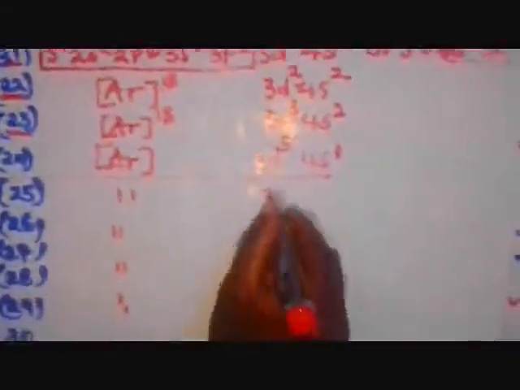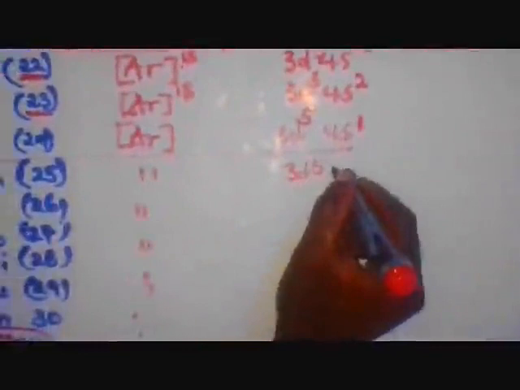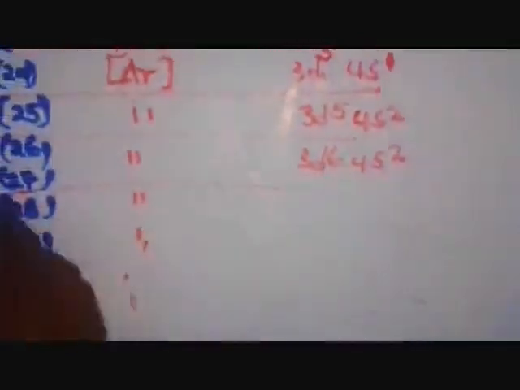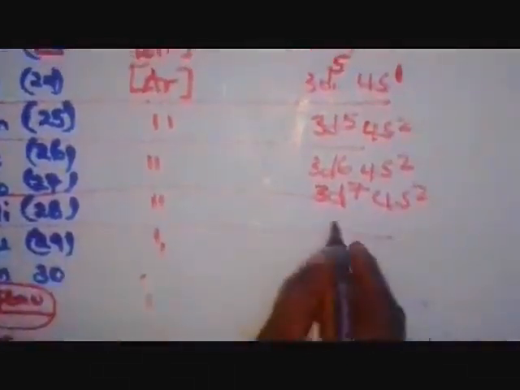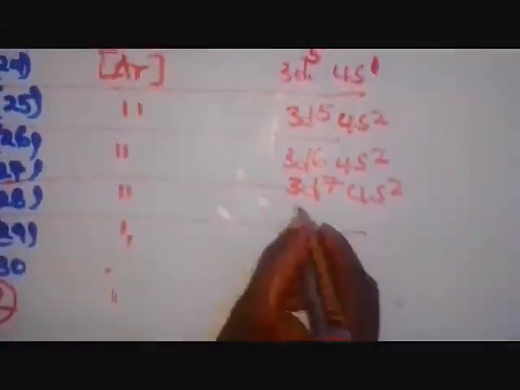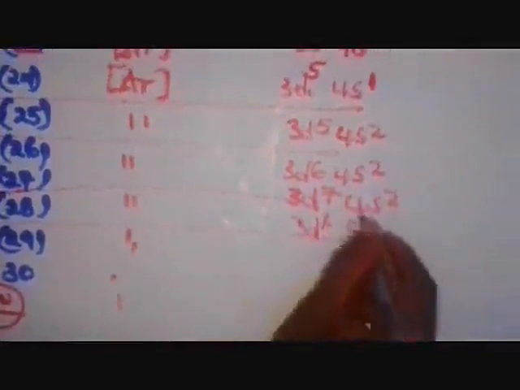What is going to change now, for manganese, for example, we shall have 3D5, then 4S2. Then for iron we shall have 3D6, then 4S2. Then look at cobalt, you have 3D7, then 4S2. Then for nickel you can also write there, nickel we shall be having 3D8, and then 4S2.